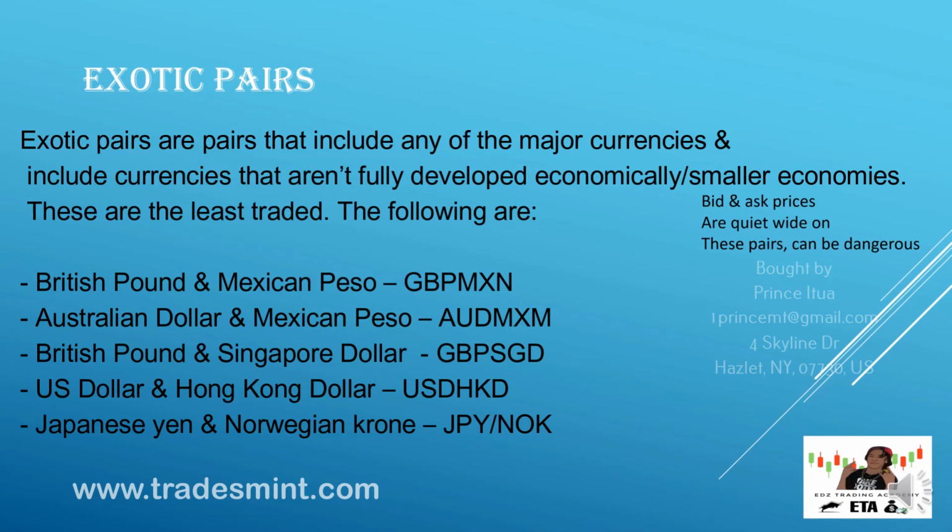Here's a list of examples of the exotic pairs that are most popular. We've got the British pound trading against the Mexican peso, the British pound being a very well established high economy currency against the Mexican peso, which has quite a smaller economy, that being GBP MXN. Then we've got AED MXN, we've got GBP SGD, USD HKD, and GBP NOK.